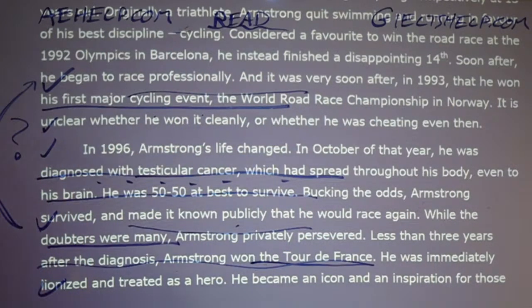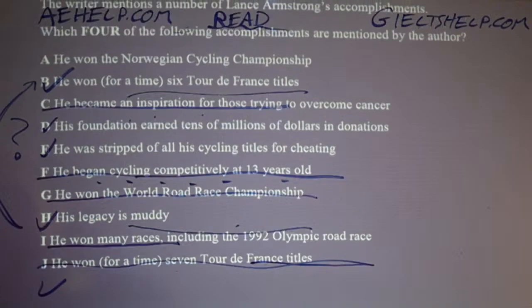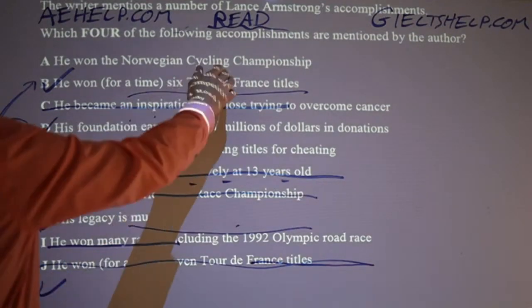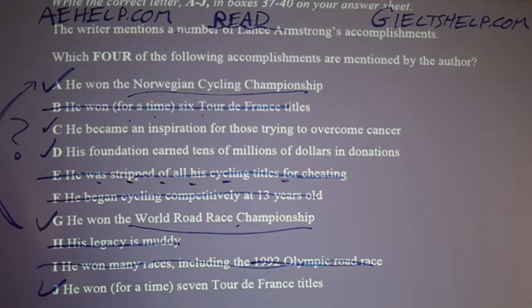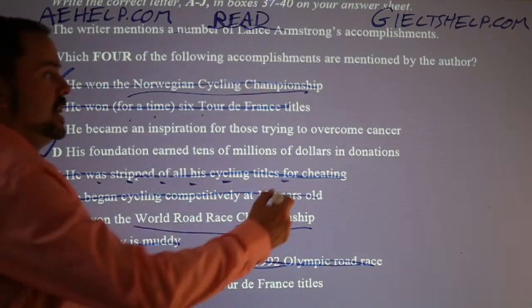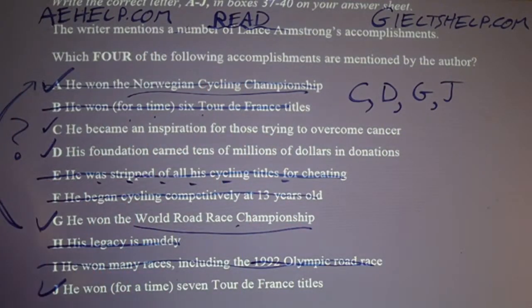Okay, so now I know that the correct answer is not the Norwegian Cycling Championships, but the G, World Road Race Championships. So not this one. Okay, so by understanding the passage and eliminating, I know that the correct answers here are C, D, G, and J. Okay, so hopefully everybody sees how I did that. Okay, all right, everybody's got it. C, D, G, and J.